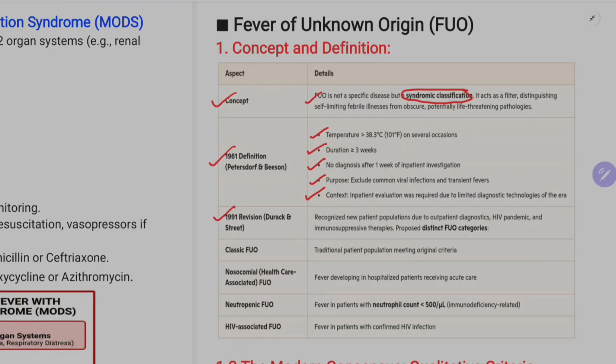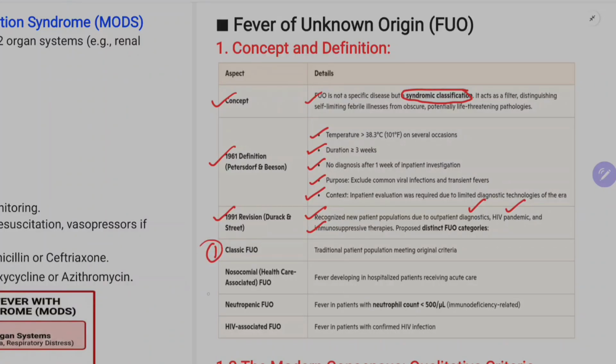Later it was modified by Durack and Street in 1991. They recognized new patient populations due to outpatient diagnostics, the HIV pandemic, and immunosuppressive therapies. So what they did was differentiate the patient population into 4 groups. What was the context behind that? Now the diagnostics have improved over time, the HIV pandemic has taken place, and there was use of more and more immunosuppressive therapies. Accordingly, they classified the population group of FUO into 4.